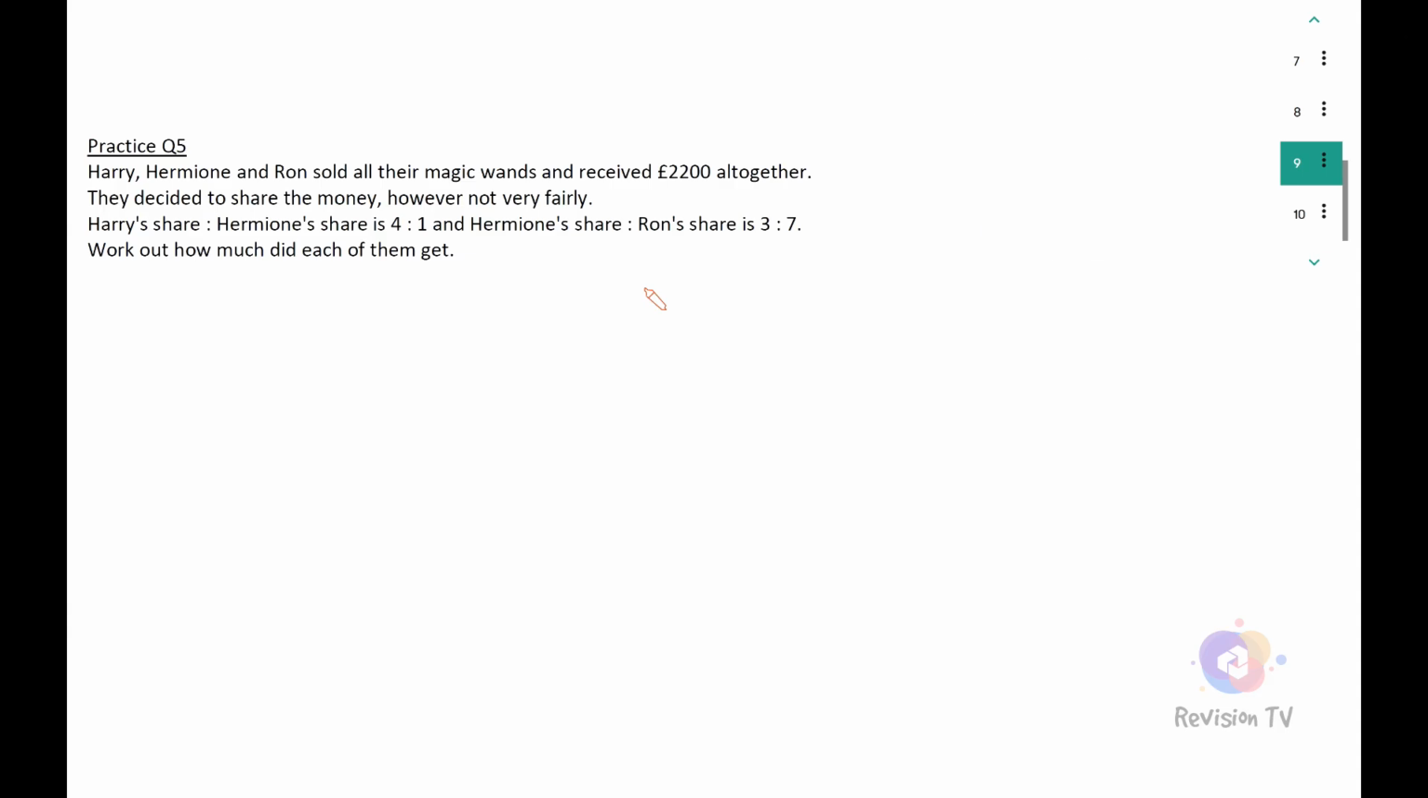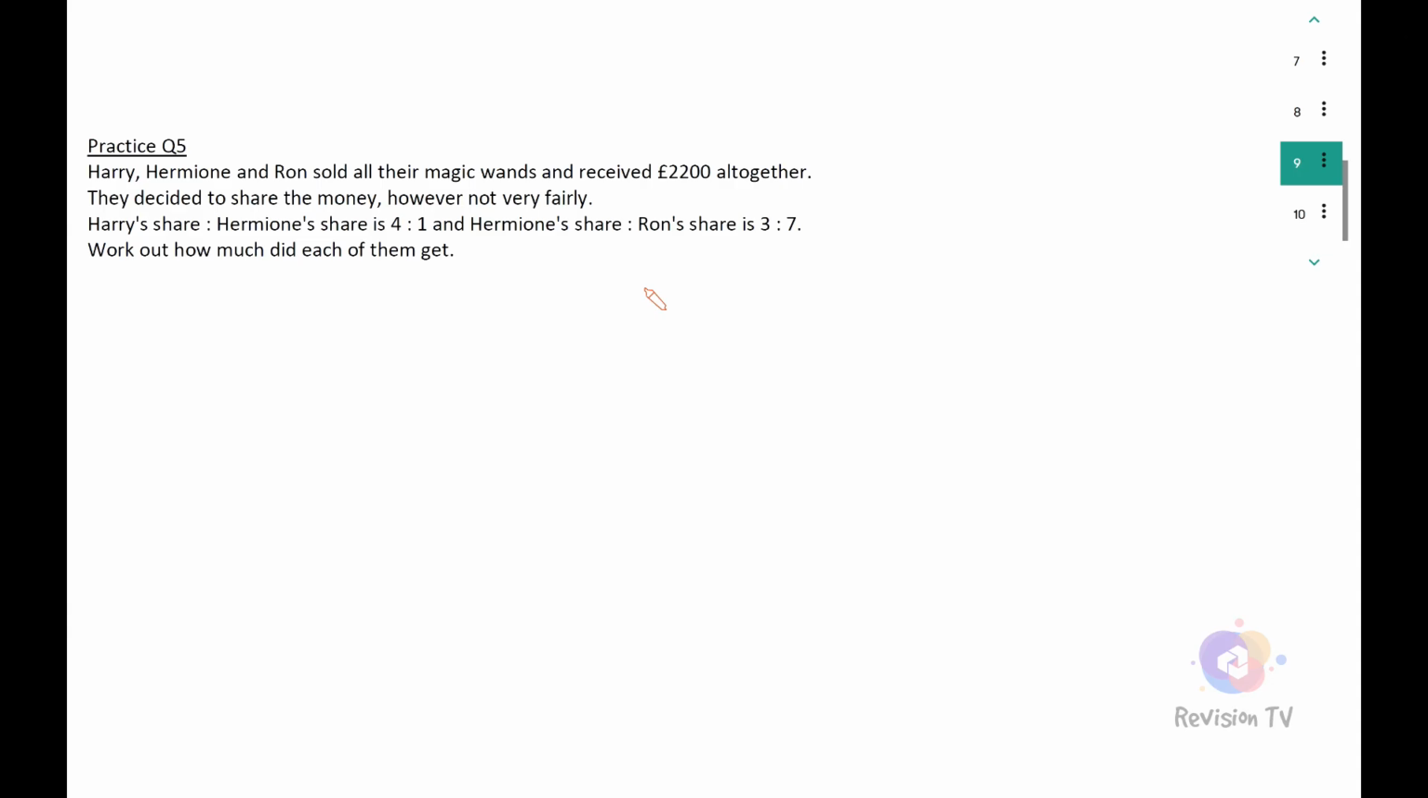So Harry, Hermione, and Ron sold all their magic wands. They decided not to do Harry Potter anymore. Well, guess why there isn't a Harry Potter number 8? That's because they sold all their magic wands. They can't defeat any more Voldemorts.